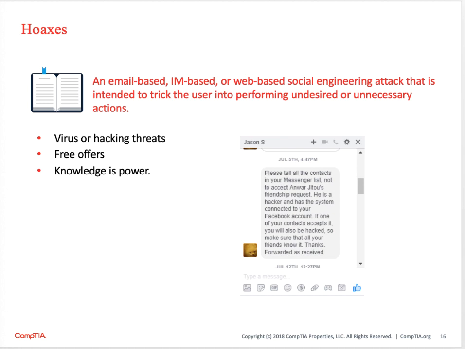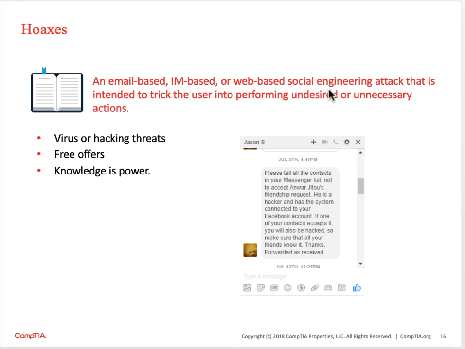So it might be virus or hacking threats. Like, I've seen this exact message before on Facebook that we see here. It says, please tell all the contacts in your messenger list not to accept Anwar's friendship request. He is a hacker and the system is connected to your Facebook account. And once one of your contacts accepts it, you'll be hacked. Make sure all your friends know, and then forward this. I've seen this exact one a few times.